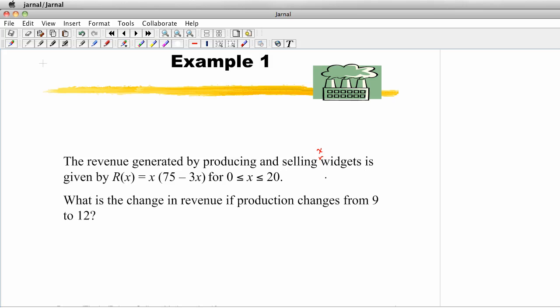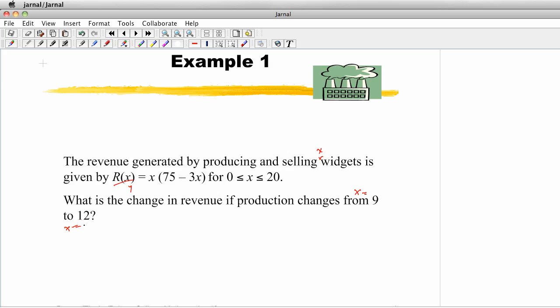Then the y coordinates here are measuring revenue. And so if we want to know what the average rate of change, or the rate of change of revenue is, we would need to do the change in y divided by the change in x. So the change in y would be the change in revenue of production changing from 9 to 12. So that's x equals 9. Where you're changing from producing and selling 9 items to producing and selling 12 items.